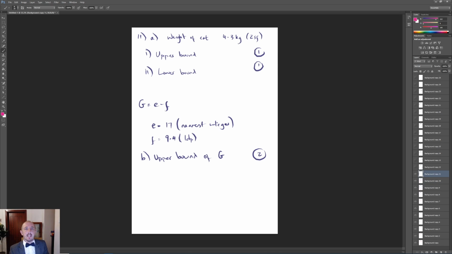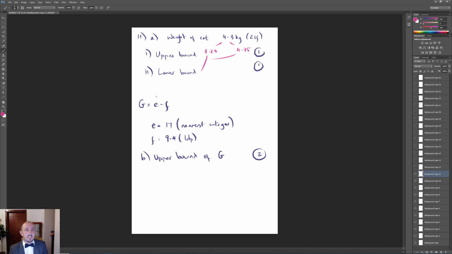Question 11 was a balance question. So we've got the weight of the cat for 4.3 to 2SF. So we can go down to 4.25 and we can go up to 4.35. So the upper bound would be that one and the lower bound would be this one.